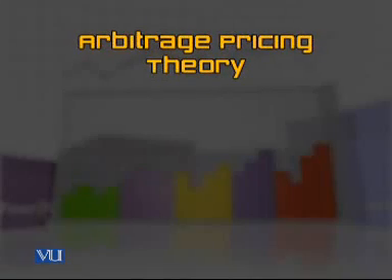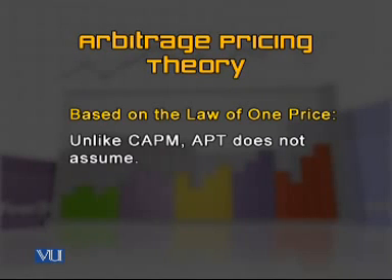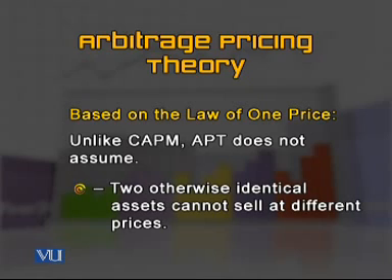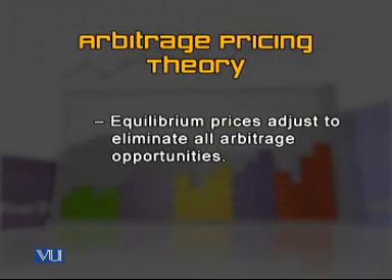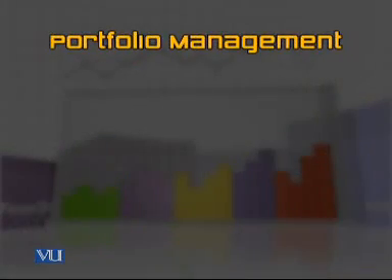But let's not talk about one thing in detail and forget about the arbitrage pricing theory. So if we were to talk about the arbitrage pricing theory, we must understand it's based on the law of one price. The arbitrage pricing theory, unlike the capital asset pricing model, does not assume. The capital asset pricing model assumes two otherwise identical assets cannot sell at different prices. Equilibrium prices adjust to eliminate all arbitrage opportunities available in different exchanges. Since arbitrage is all about taking advantage of the discrepancy in the prices of two exchanges, the arbitrage theory would then mean equilibrium prices. This is all helping us manage portfolios.